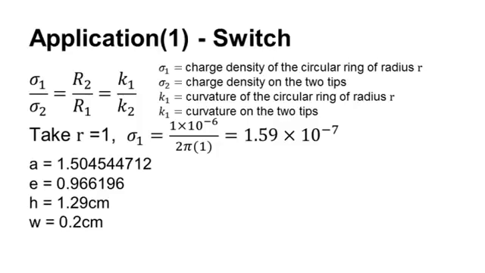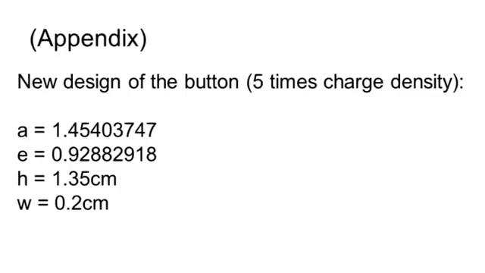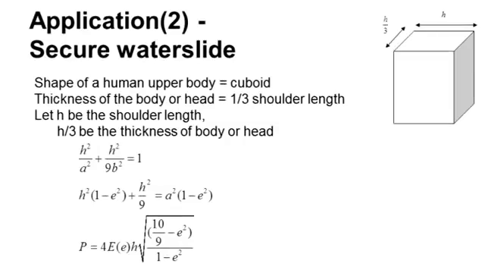And to actually make it better, we think that making the 10 times charge density will make the ellipse transform not realistic. And therefore, we make it 5 times to make it make more sense. And here's the result. And our second application is the secure water slide.